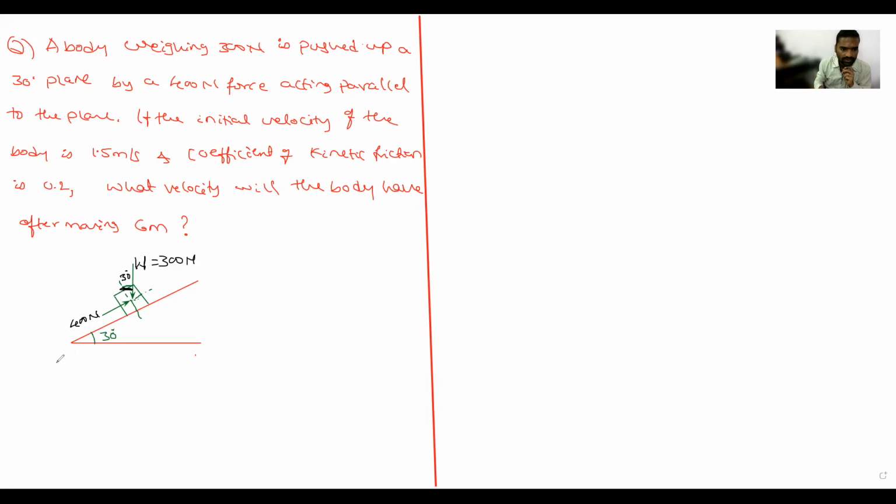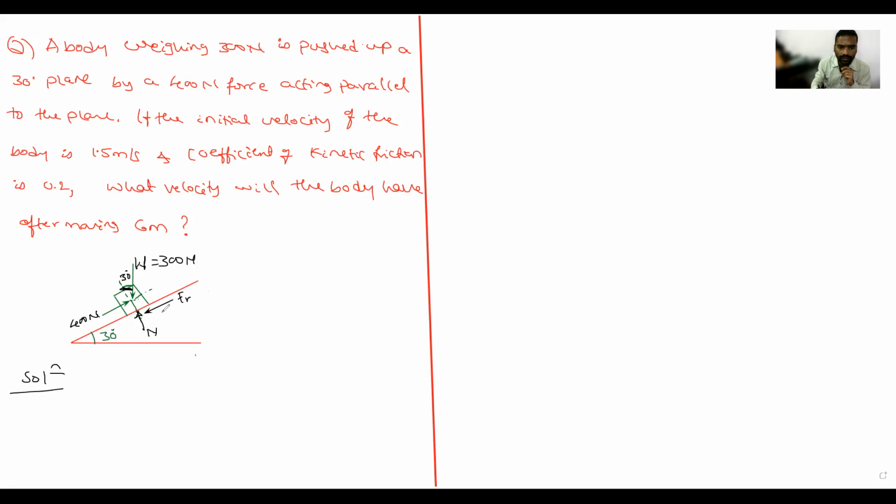First of all, when the body is on the plane, what are the forces? One is in the normal direction. Then the body is moving in the upward direction. There is friction. Is it in the downward or upward direction? Downward direction. So this will be the frictional force. I will take this as F R, frictional force. So, solution.